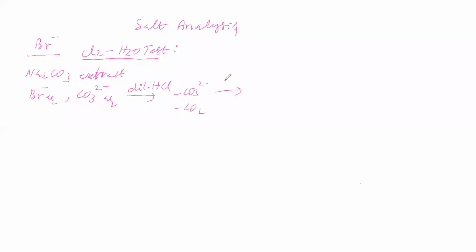Then we are adding CS2 liquid. CS2 is a colorless volatile liquid. To this chlorine water is added. Then the contents are shaken vigorously. Then the contents are left for some time. We will get a result.